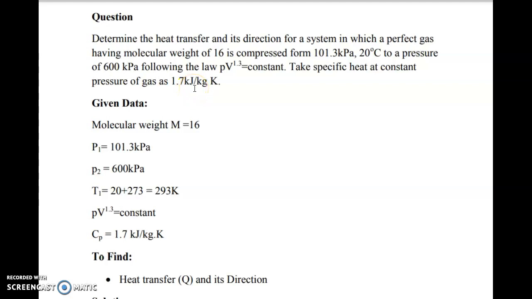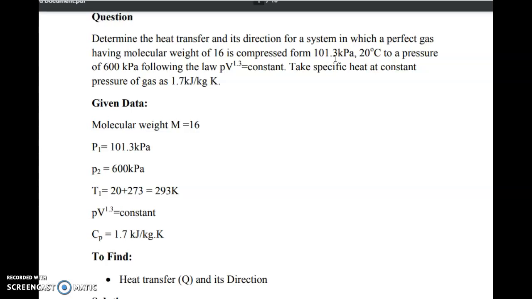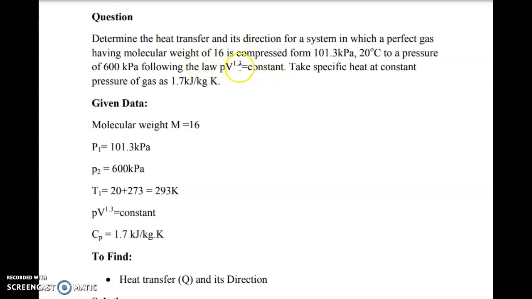Generally, there are two types of system. One is open system, another one is closed system. This problem is from closed system. There is a system in that gas is there. That gas is compressed by following this law, PV power 1.3 equal to constant. PV power 1.3 means this is a polytropic process.